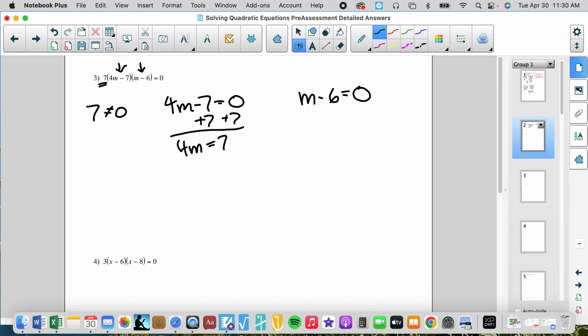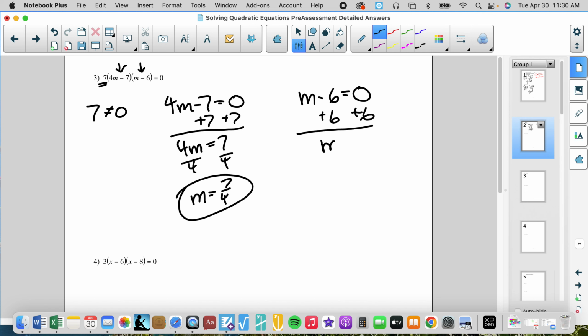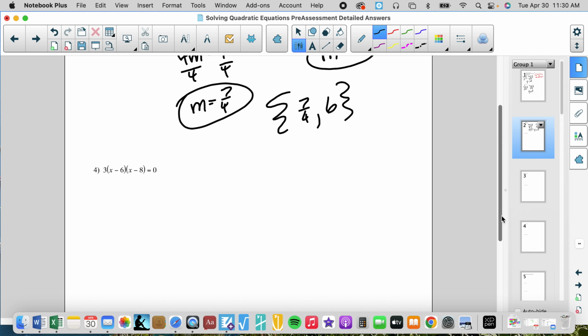So we'll add 7. 4m equals 7, divided by 4, m equals 7/4. Plus 6: m equals 6. We get 7/4, which is smaller than 6, so that would come first.